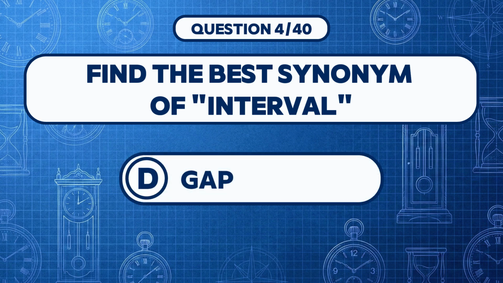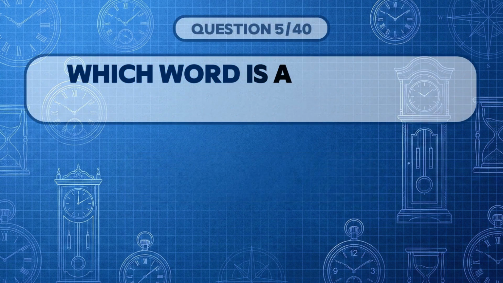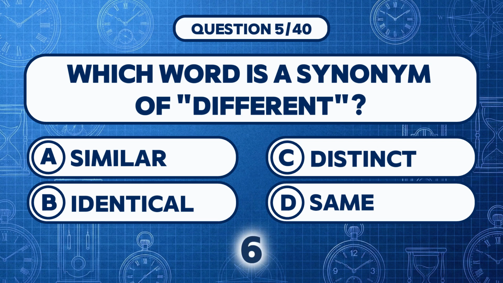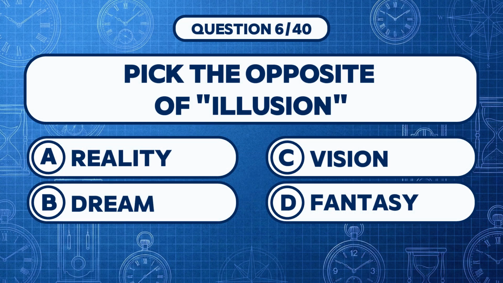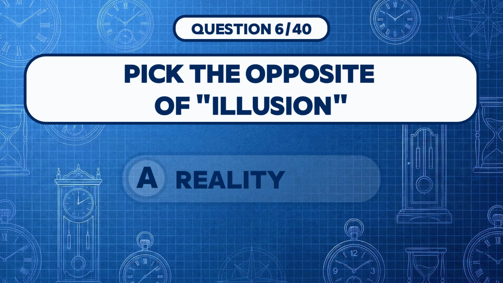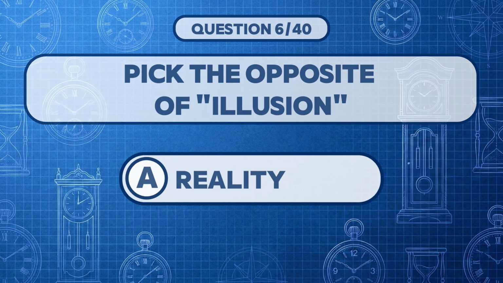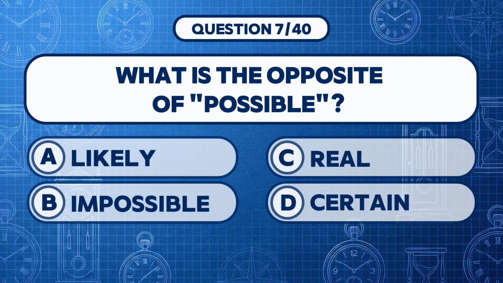Answer D, gap. Which word is a synonym of different? Answer C, distinct. Pick the opposite of illusion. Answer A, reality. What is the opposite of possible?